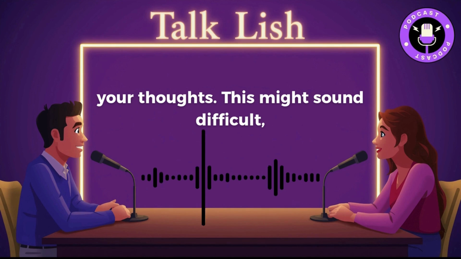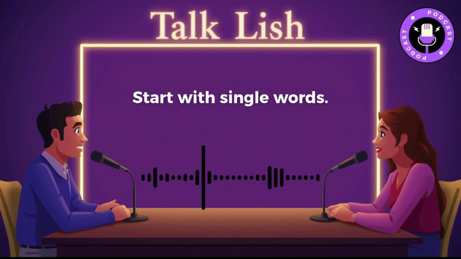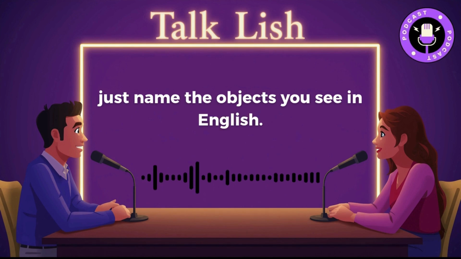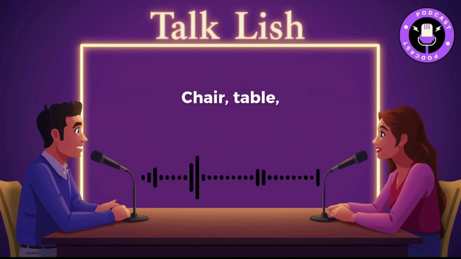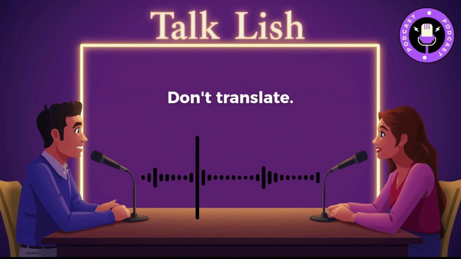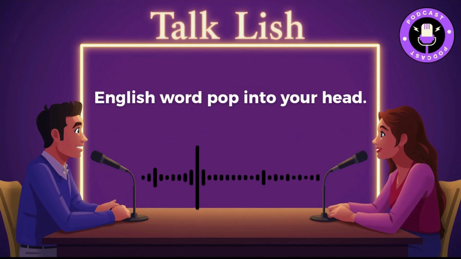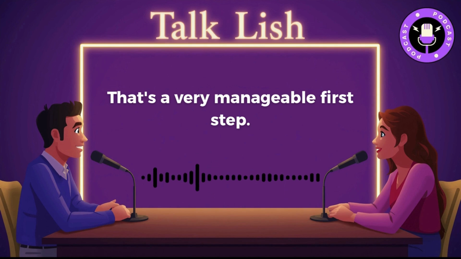This might sound difficult, but you can start small. How small? Start with single words. As you go about your day, just name the objects you see in English: chair, table, window, computer, tree. Don't translate, just see the object and let the English word pop into your head. That's a very manageable first step.